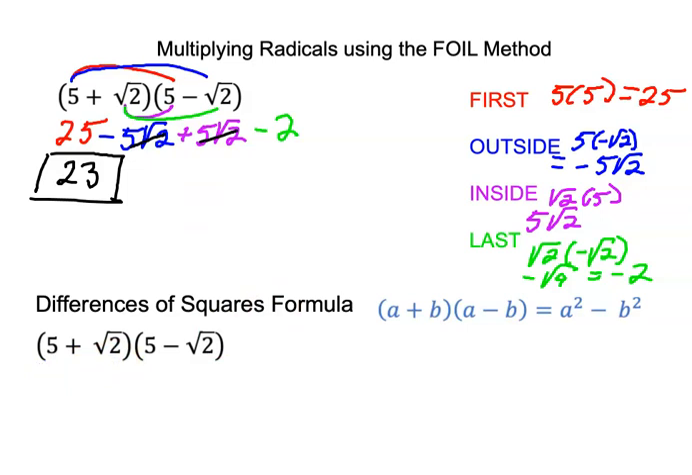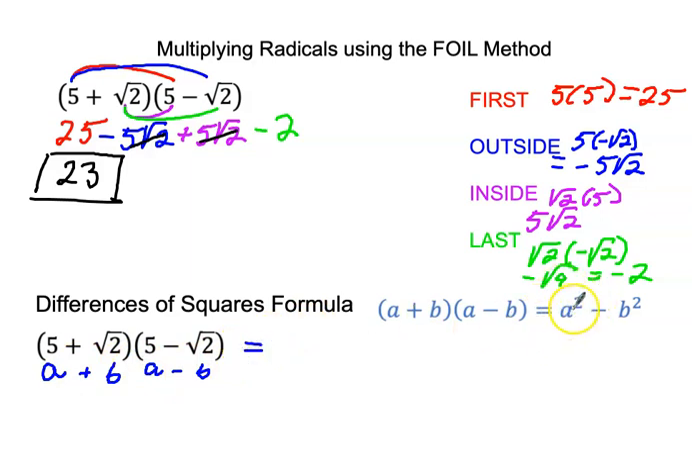So this term 5 is going to represent letter A. The second term is gonna be B. And over here also A, B. And notice that we have it in this form, A plus B, A minus B. When this happens, you can use this formula. So what does it equal to?